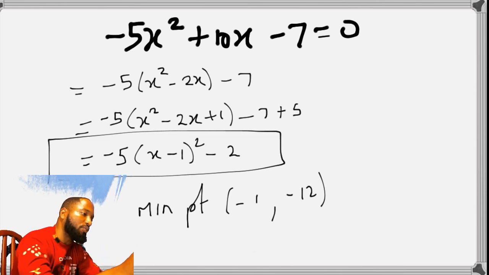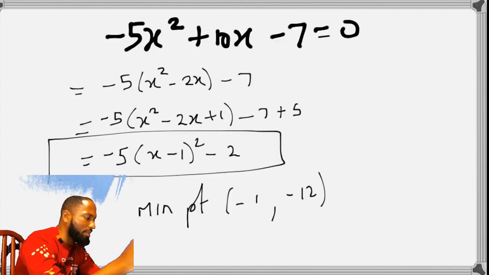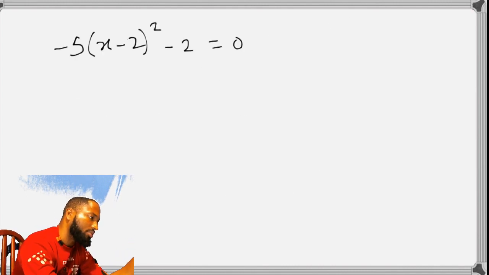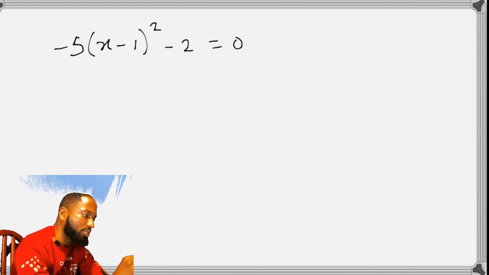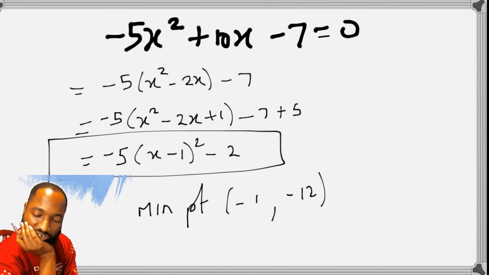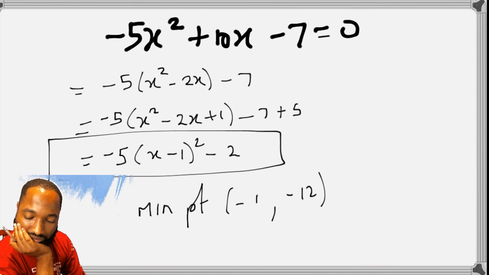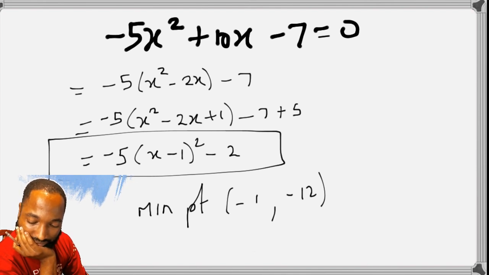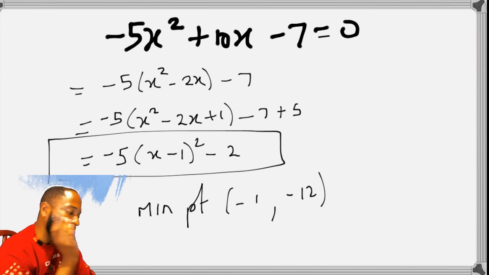So this is the minimum point. If you have to find the roots now, you have negative 5x minus 2 squared minus 2. Was it minus 2? Minus 1. This is how you go about finding the roots. You bring across the 2. Oh no, you're not going to get any roots. You're not going to get any roots. I think your graph has a little problem.